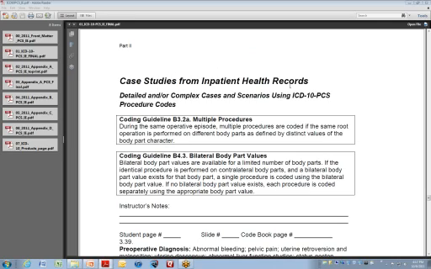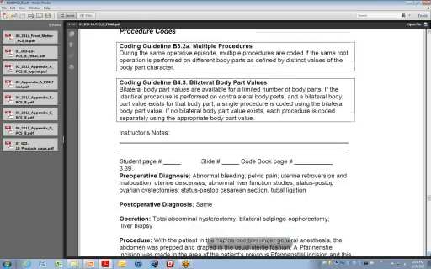And this is a case study for inpatient health records. And this is something that we'll be doing. We'll be talking about the coding guidelines that deal specifically with the subject that we're going to be covering. In this particular case, it's multiple procedures. We'll talk about the guideline. We'll discuss it in depth. We will then look at a case example.